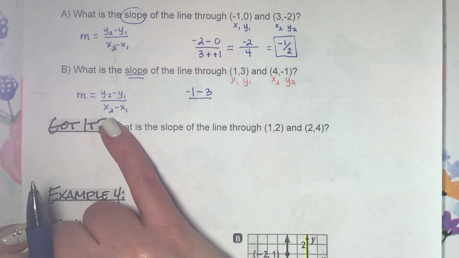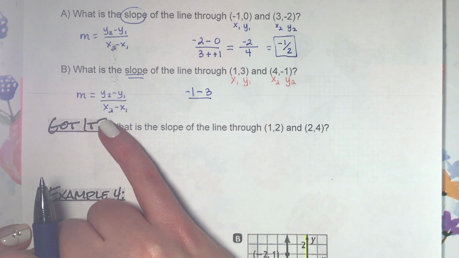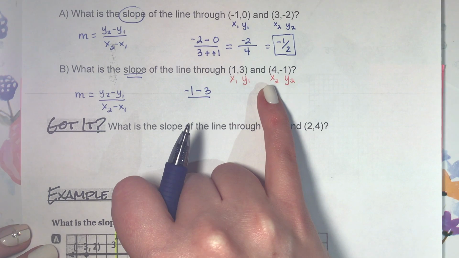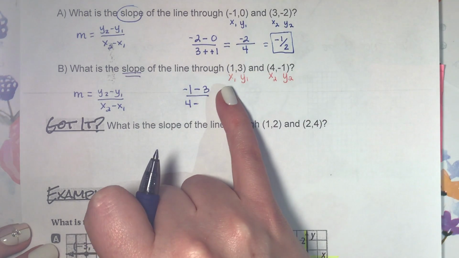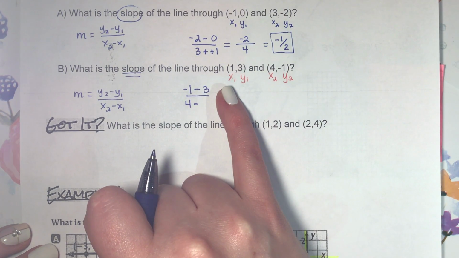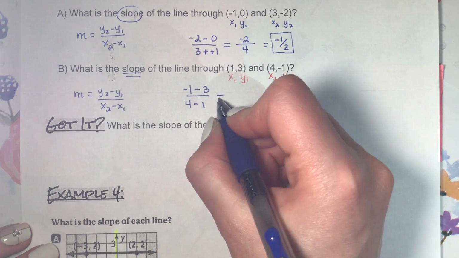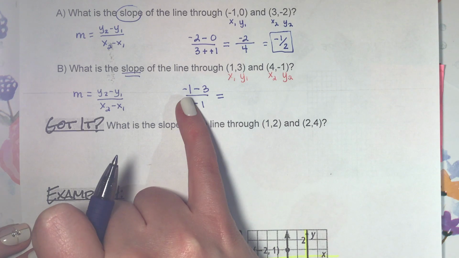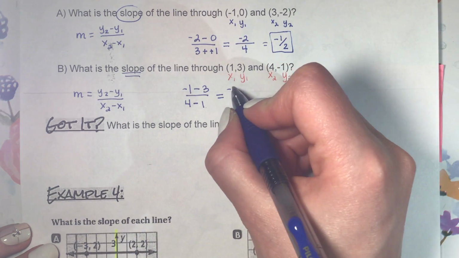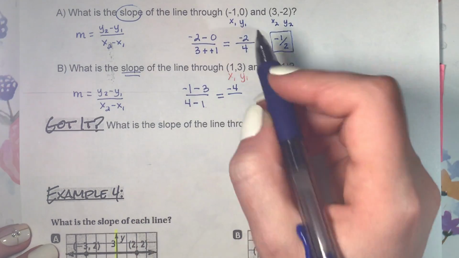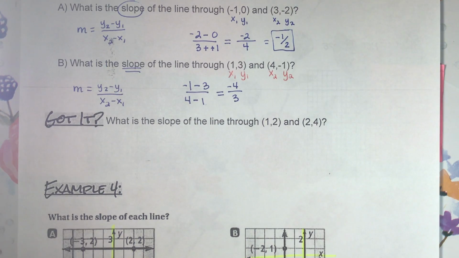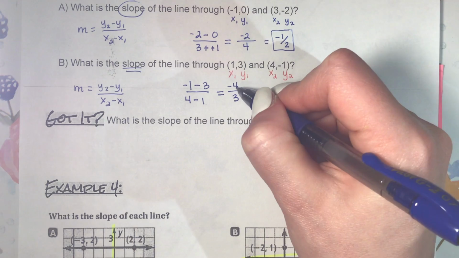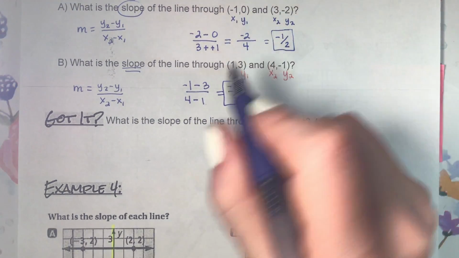over, and then the denominator of my formula says x sub 2 minus x sub 1. X sub 2 is labeled right here, and I have it as 4. So I'm going to say 4 minus x sub 1, which is 1. Now I'm going to reduce. Negative 1 minus 3 is negative 4 over 4 minus 1, or positive 3. Do not turn this into a mixed number. Leave it the way it is, so I'm going to keep it as negative 4 over 3.